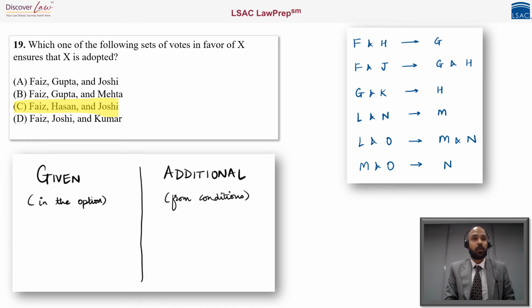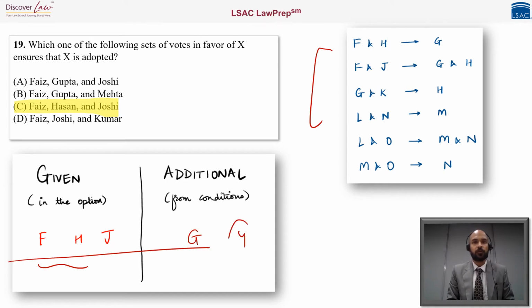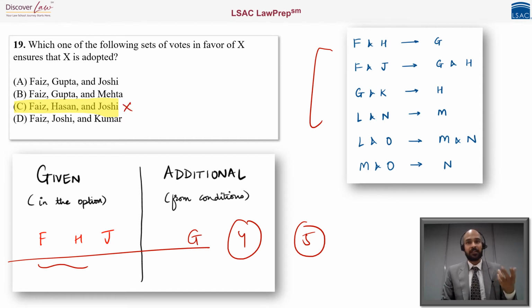Now, when you look at what option C offers you, then you have F, H and J. On the basis of this, from here, when you look at the rules, you can add a G to this, but that again is a total of 4 only when we actually need 5. So C is also not the answer. Let us go to the next option, hoping that this is the right answer.